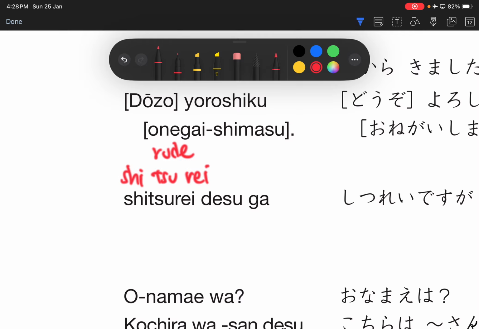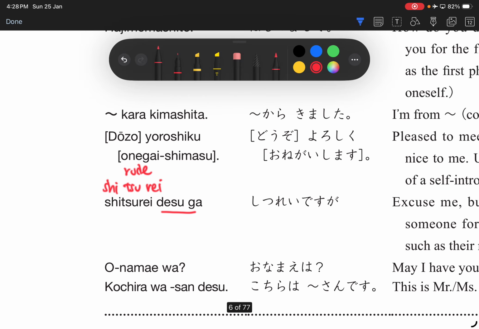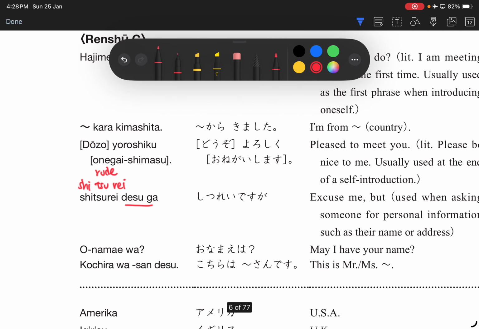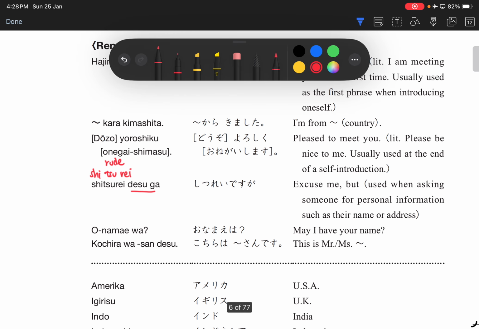Okay? It means rude. So 失礼ですが. We will learn this in a while. But when we put it in this case, we are saying something like sorry to be rude, like I'm going to be rude, but something. Okay? Just learn the word 失礼. I will explain the ですが later.